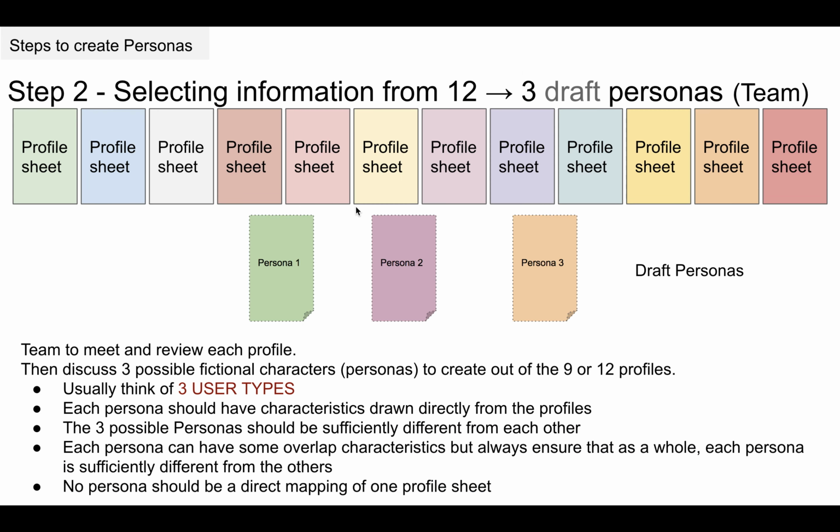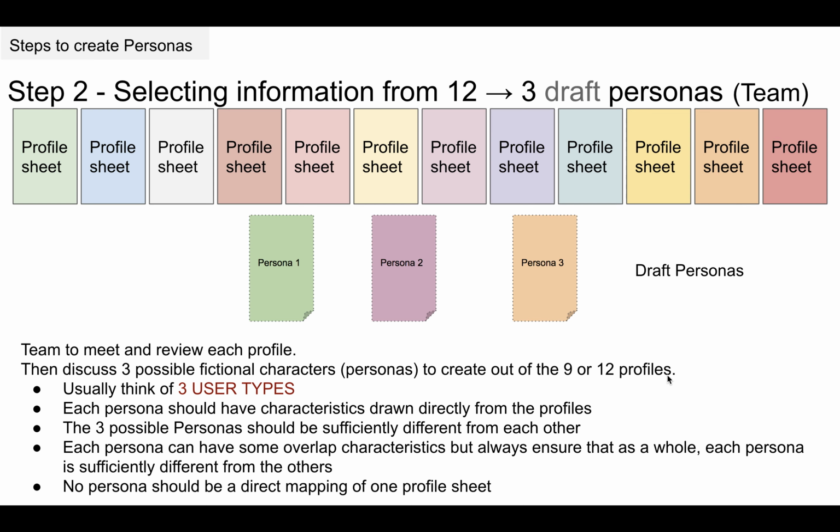So from the recordings, listen to them and write down the information on each profile sheet. Step 2, selecting information from the 12 profile sheets to create 3 draft personas. So here is where you shrink down from 12 to 3, or from 9 to 3. Okay, so the team will need to meet and review each profile. You need to share each of these profile sheets with each other. Okay, so all of you need to have access in the team to all the profile sheets you have created. And then you need to sit down together online in a team meeting to discuss 3 possible fictional characters to create out of the 9 to 12.